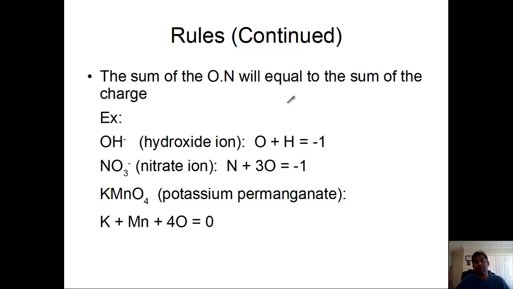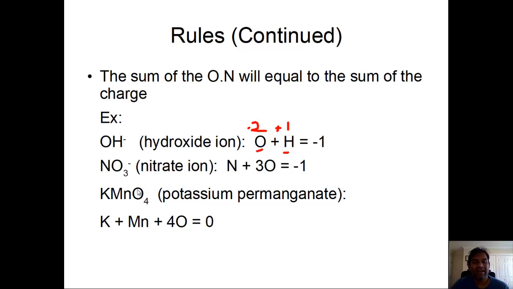So when we have a chemical compound which exists as some combination of 2 or more elements, the sum of the oxidation numbers will have to equal the sum of the charge. So as an example, the hydroxide ion, which we learned in our flashcards, has a total charge of -1. So the oxidation number of oxygen plus the oxidation number of hydrogen has to equal -1. And we kind of know that because we memorize 99% of the time oxygen will be -2 and hydrogen will be 99% of the time +1. So -2 + 1 is -1.